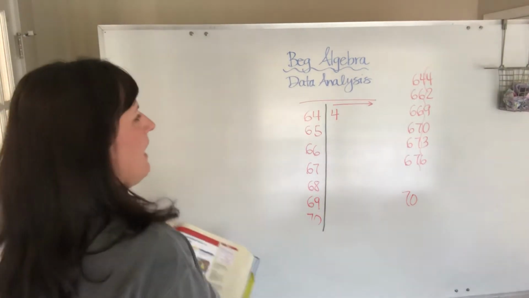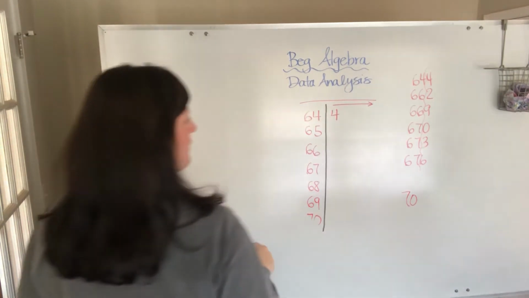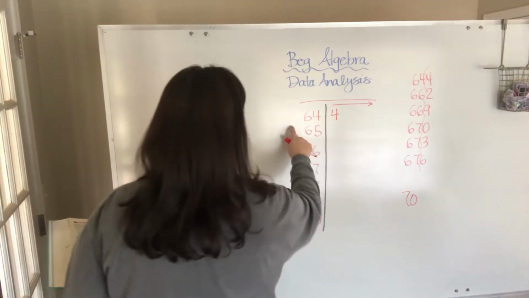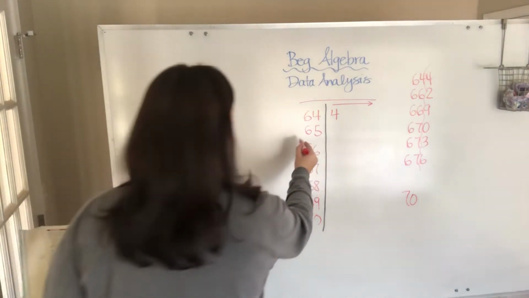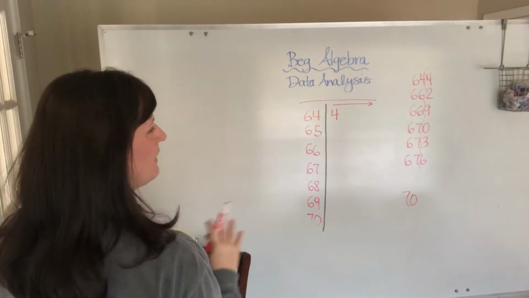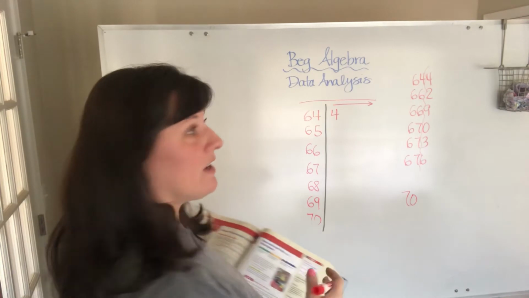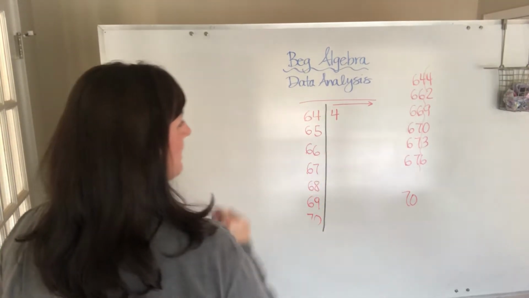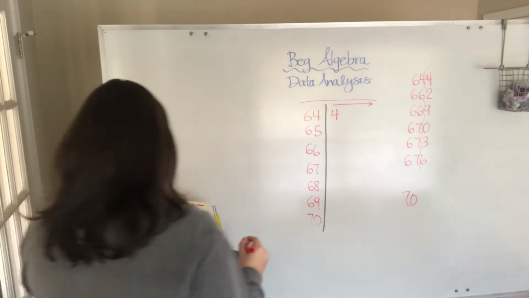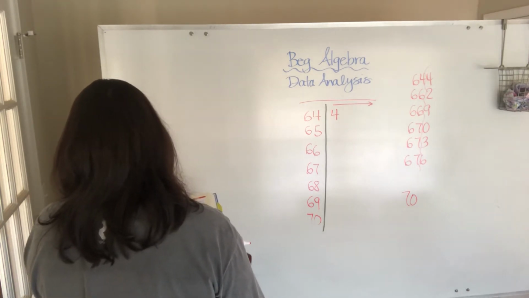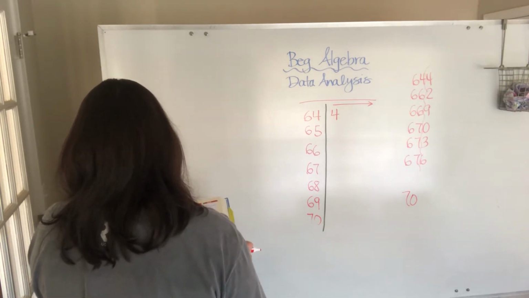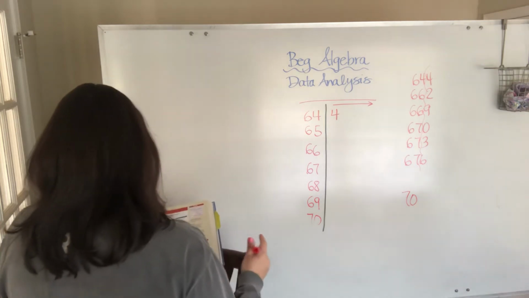Okay? And I have 644 as my first. Here's my leaf. Okay? I don't have 640 anything else. That's it. I actually don't have anything in the 650 column, so I just leave it blank. When I get to 660, I just have 669. Did I miss a number? Okay.